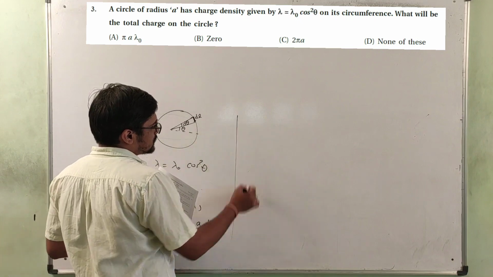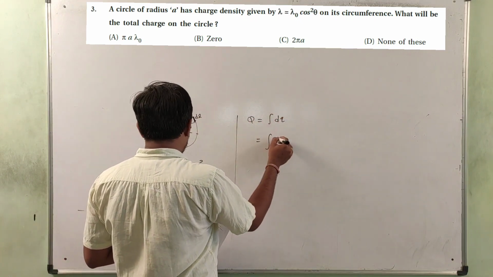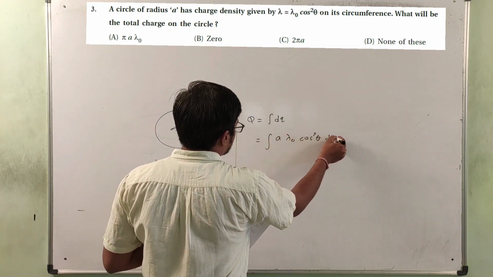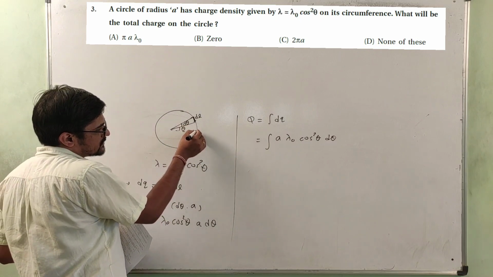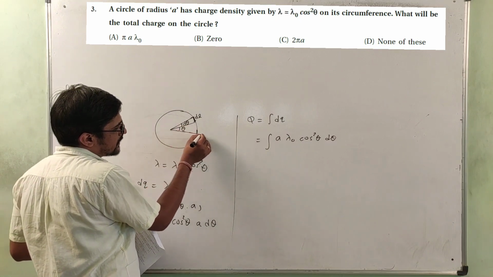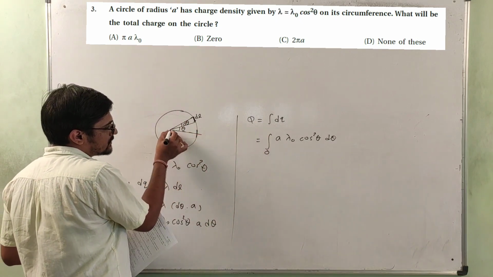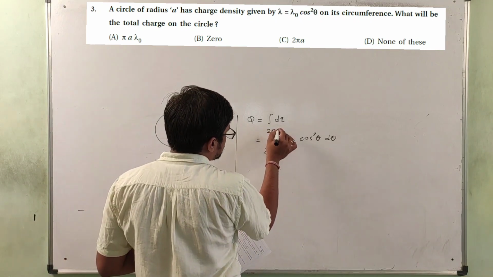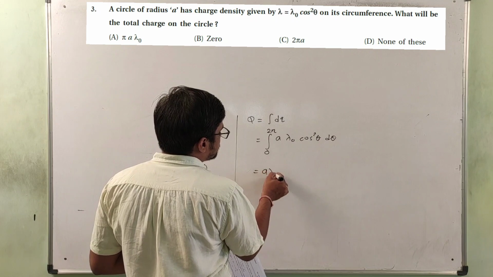The total charge on the circle is equal to the integration of all these charges. So integration of a lambda 0 cos square theta d theta. Now for the total charge, the first arc is present here, so it makes an angle 0 with the x-axis, and the last arc is present here. This makes an angle 2 pi with the positive x-axis. So the limit of theta is what? 0 to 2 pi. a lambda 0 is constant.